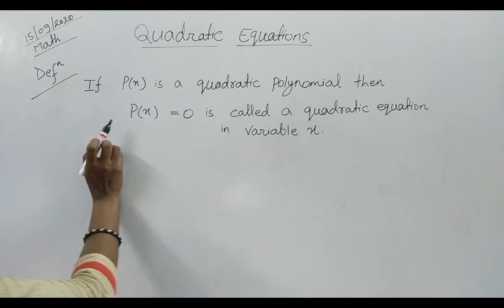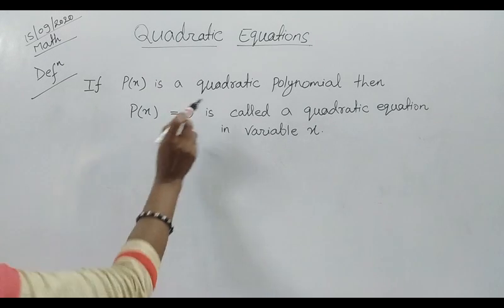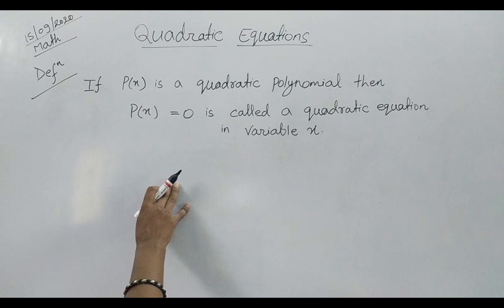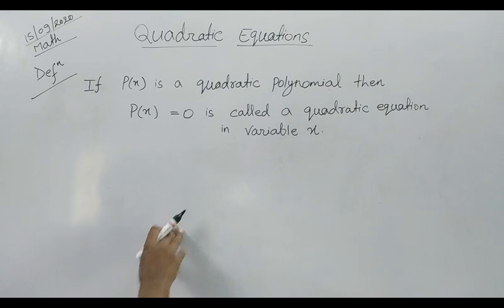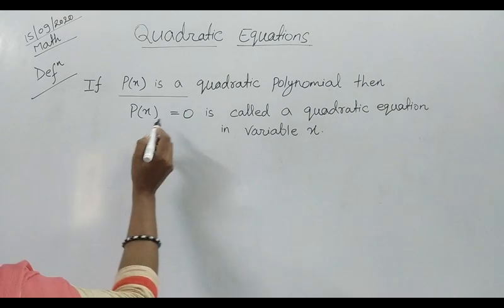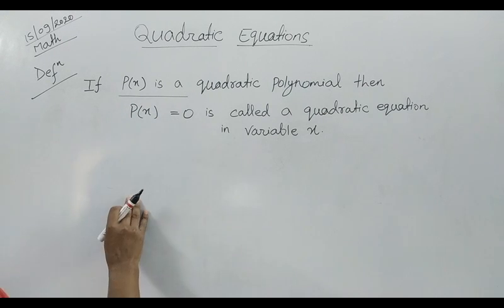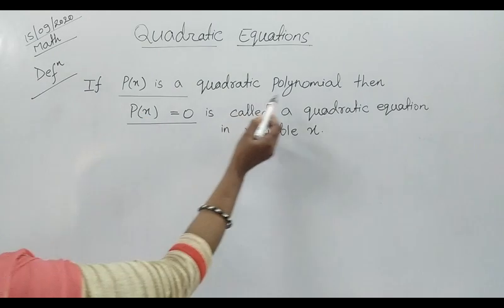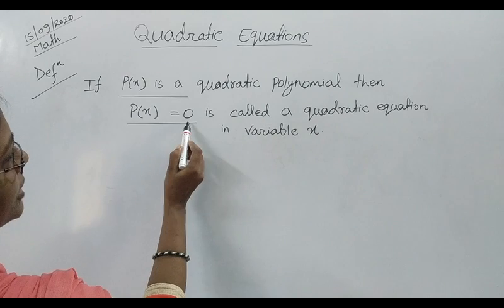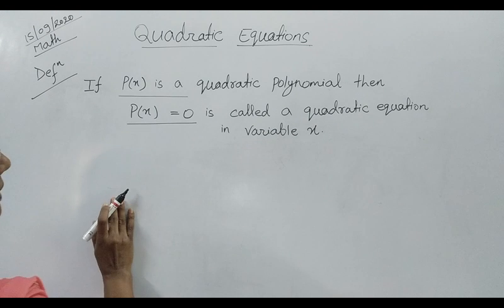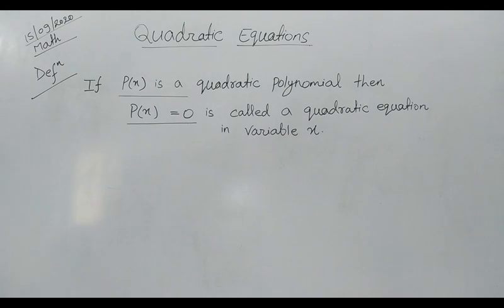Now we are going to look at the definition of the quadratic polynomial. As in the previous classes, you have already studied the quadratic polynomial. Suppose that p(x) is a quadratic polynomial, then when we make the polynomial equal to 0, we get a quadratic equation. So if p(x) is a quadratic polynomial, then p(x) equal to 0 is called a quadratic equation in variable x. This is a simple definition you can write for the quadratic equation.